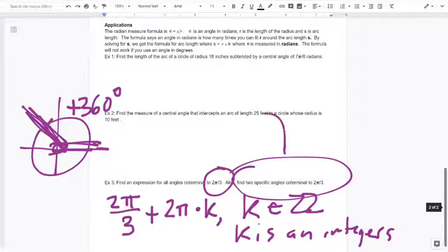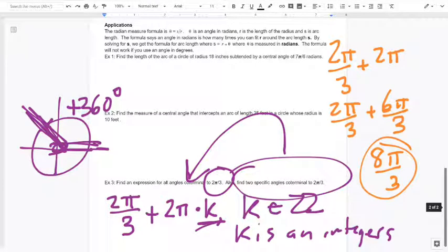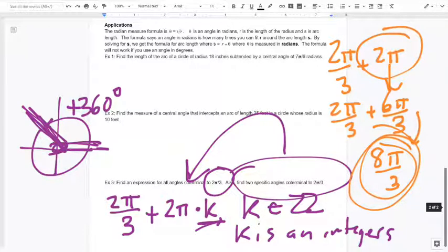Now, I'm running out of time on this video, but to find two specific coterminal angles, what you would do is plug in 1 and 2, any integers for k here, and you would get two other specific coterminal angles. So if you plugged in 1, you'd get 2 pi over 3 plus 2 pi, convert that to 6 pi over 3, and then that simplifies to 8 pi over 3. So that would be one of your angles, and there's an infinite amount of them. You could add or subtract 2 pi as well to find another one.